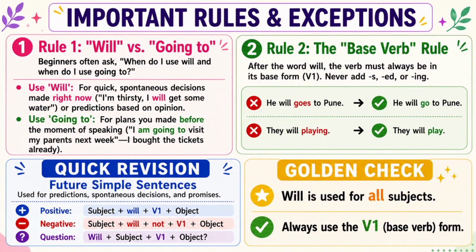Now let's quickly revise the structure once again. Positive. Subject plus will plus V1 plus object. Negative. Subject plus will not plus V1 plus object. Question. Will plus subject plus V1 plus object. Also remember these 2 golden points. Will is used with all subjects, and after will, always use the base form of the verb.